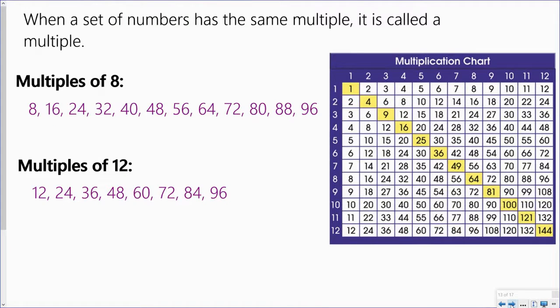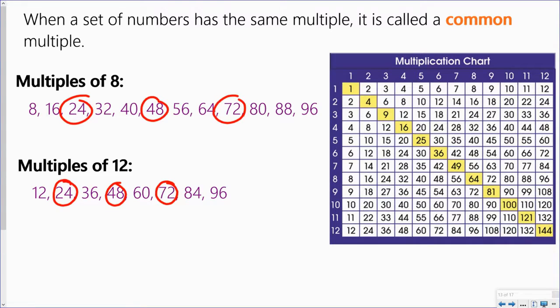I'm going to take these two lists and look for what are called common multiples. So I want to look for multiples that are the same. When I look for multiples of 8 and 12, I see they have 24 in common. I see that they have 48 in common, I see that they have 72 in common, and I see that they have 96 in common.